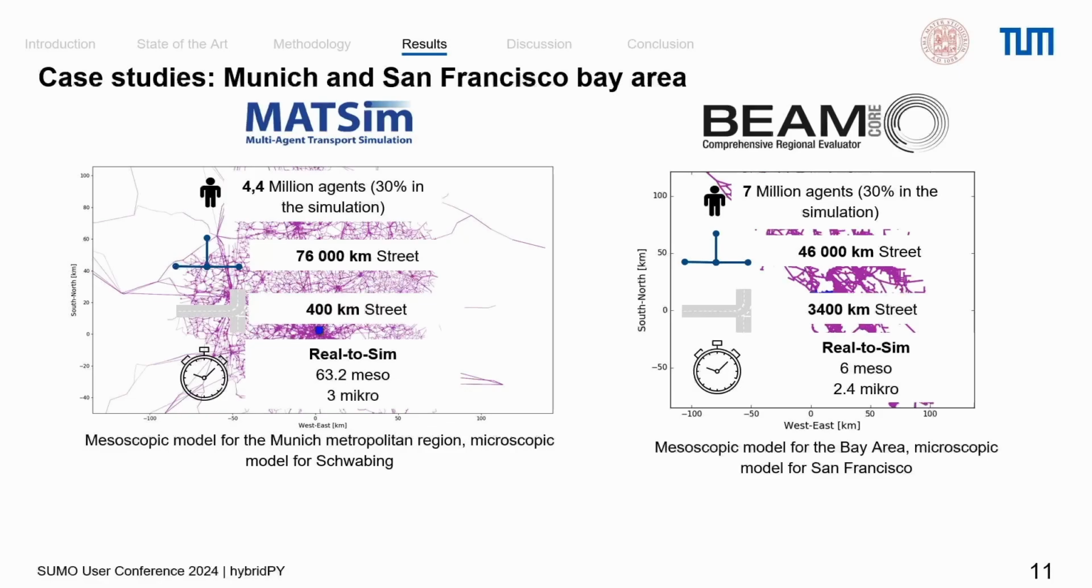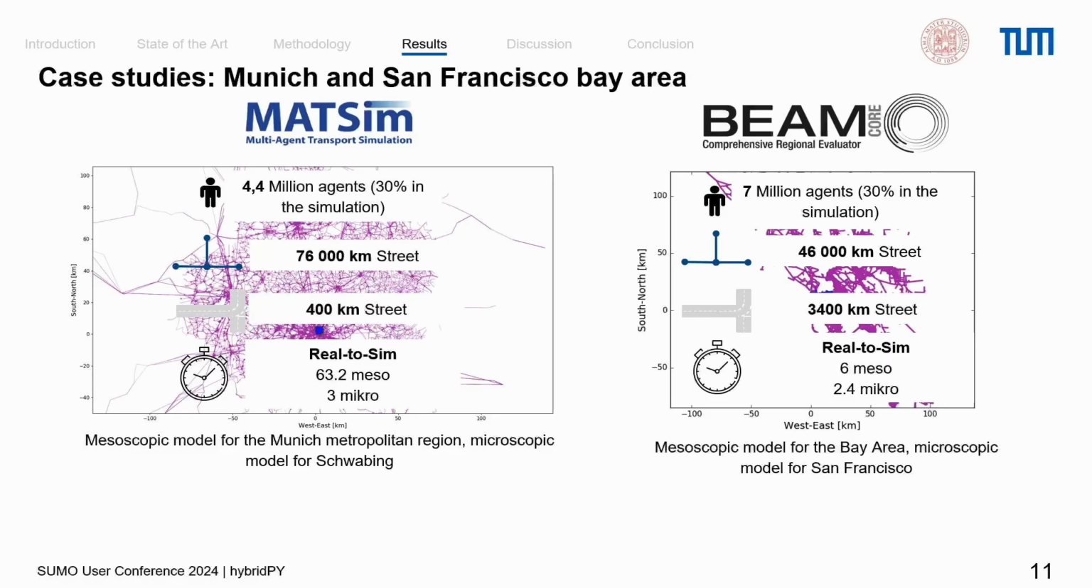And now if we have a look at the real-to-sim time gaps, we see that our mesoscopic simulation for the Munich case study runs at around 36 times faster than real time, and on the microscopic level it's around 3 times. For our BEAM scenario, we have 6 times in mesoscopic and 2.4 times in microscopic.